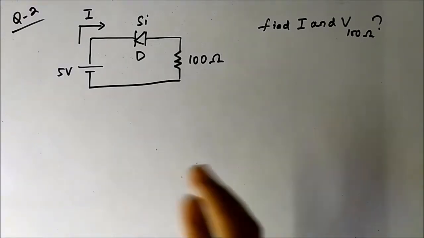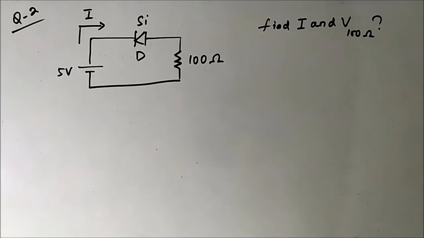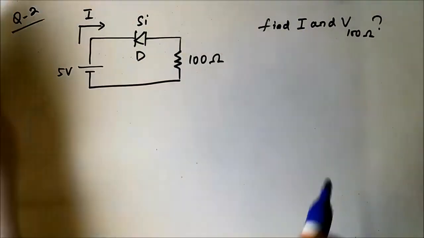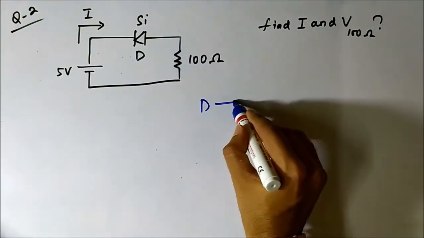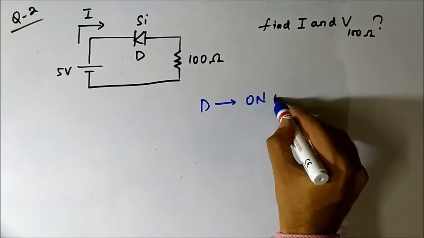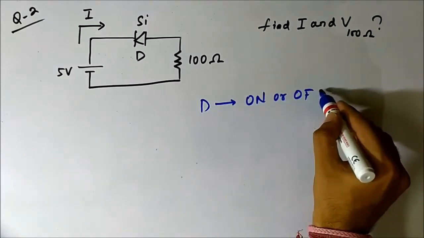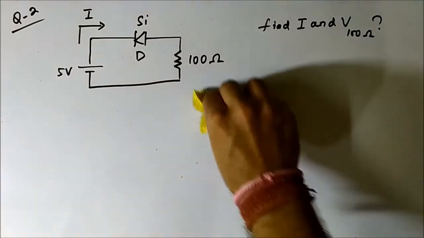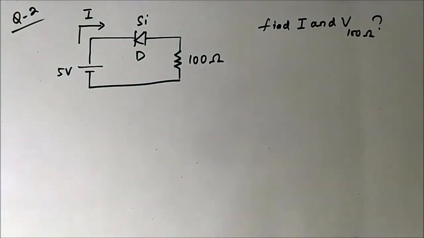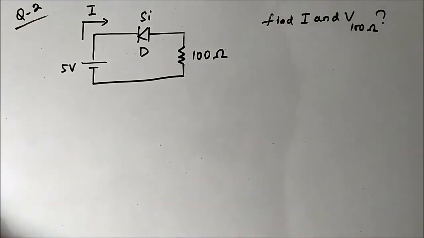Like in all diode circuits, the first most important thing to do is find the state of the diode, whether the diode is on or off. And like we did in the previous question, we have two ways in which we can do it. Again we'll go through both the methods for your better understanding. First method, we will open circuit the diode.